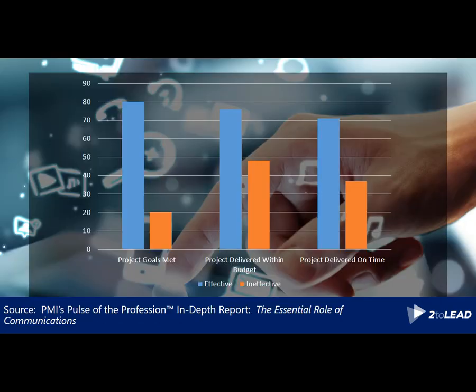And many studies have shown that communication by itself can be attributed to either success if done properly or failure of projects if done inefficiently. And those can be impacting the cost, the timelines, or the scope of the project.